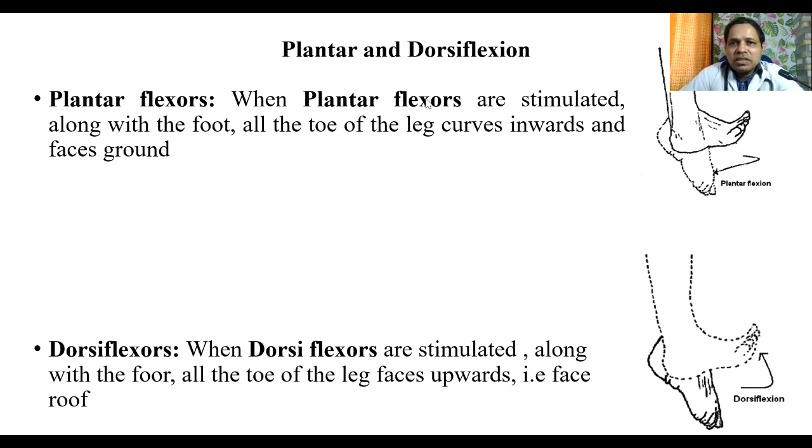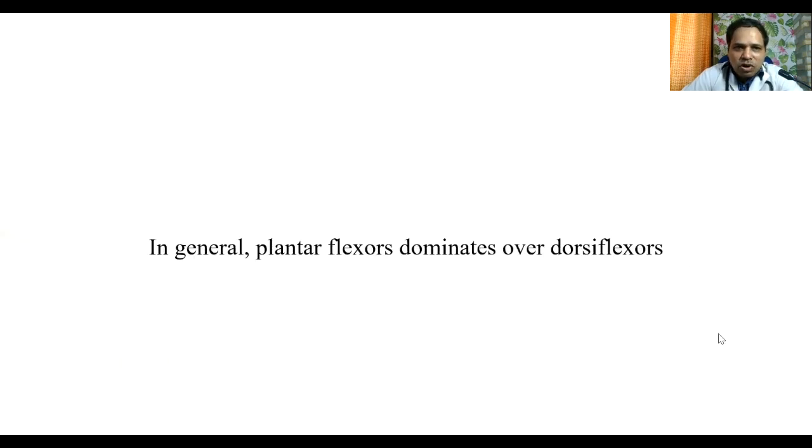What are plantar flexors? When plantar flexors are stimulated along with the foot, all the toes of the leg curve inwards and face the ground. So it was like this. When you stimulate, it faces here to the ground. This is called plantar flexion. And dorsiflexors: when the dorsiflexor is stimulated along with the foot, all the toes of the leg face upwards. This faces the roof. So this is called plantar flexion, and this is called dorsiflexion, isn't it? Now, how is it going to relate to the upper motor neuron and lower motor neuron lesion? Let us have a look.